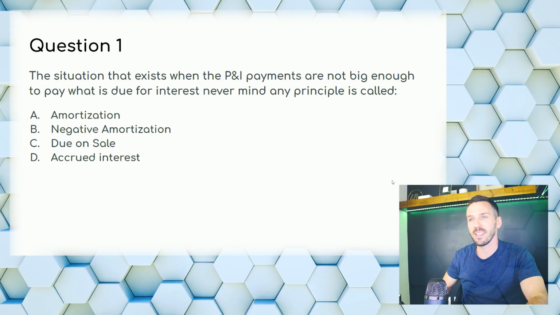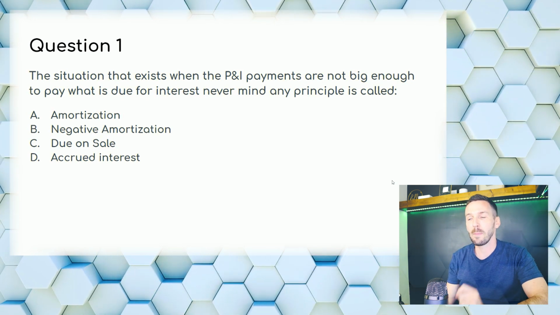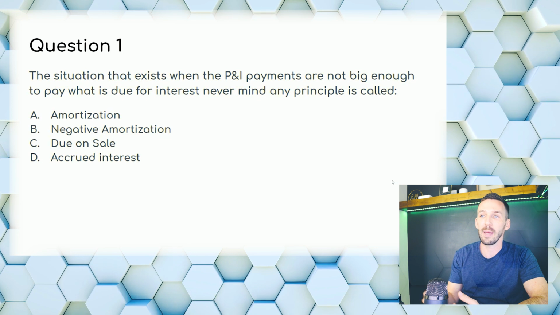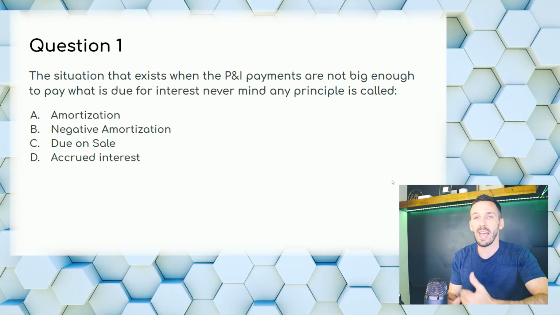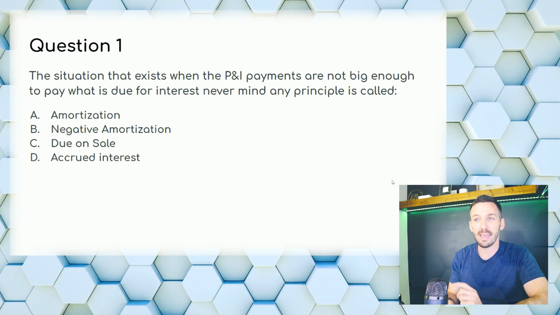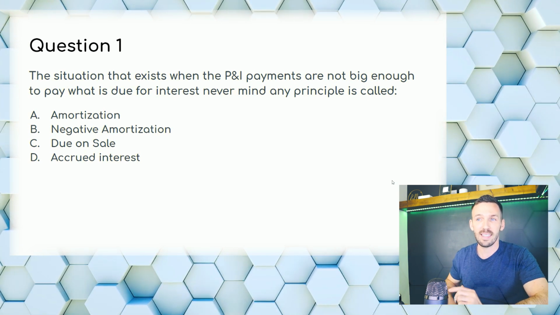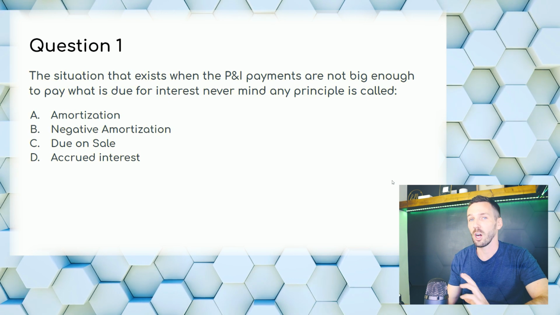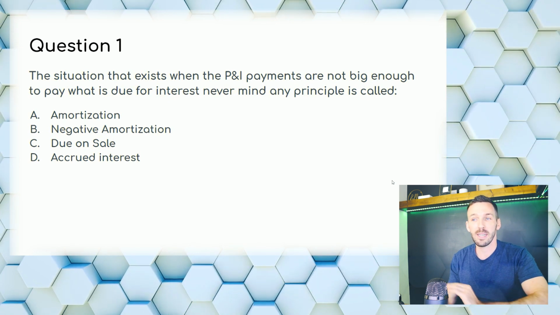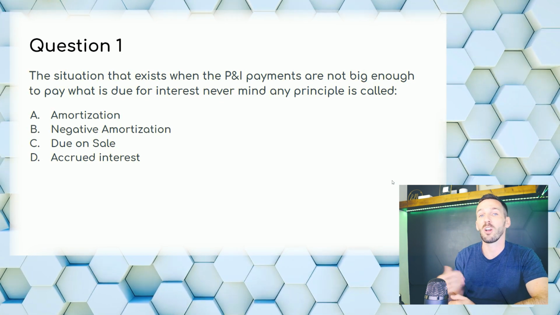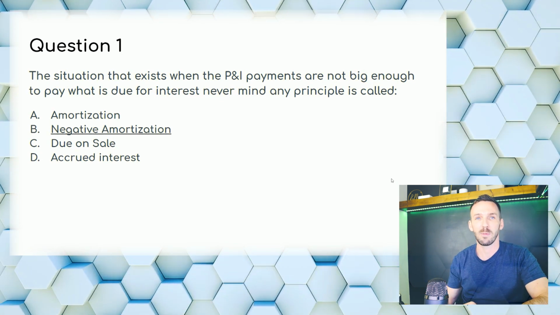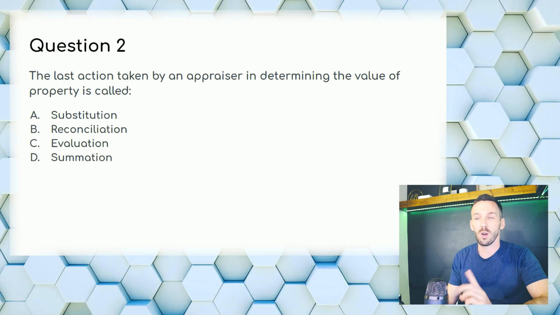Let's go. All right, question 1. The situation that exists when the P&I payments are not big enough to pay what is due for interest, never mind any principal, is called A. Amortization, B. Negative amortization, C. Due on sale, or D. Accrued interest. So amortization is normal, that's your normal payment plan. So what happens if the payments aren't large enough? Negative amortization, B.